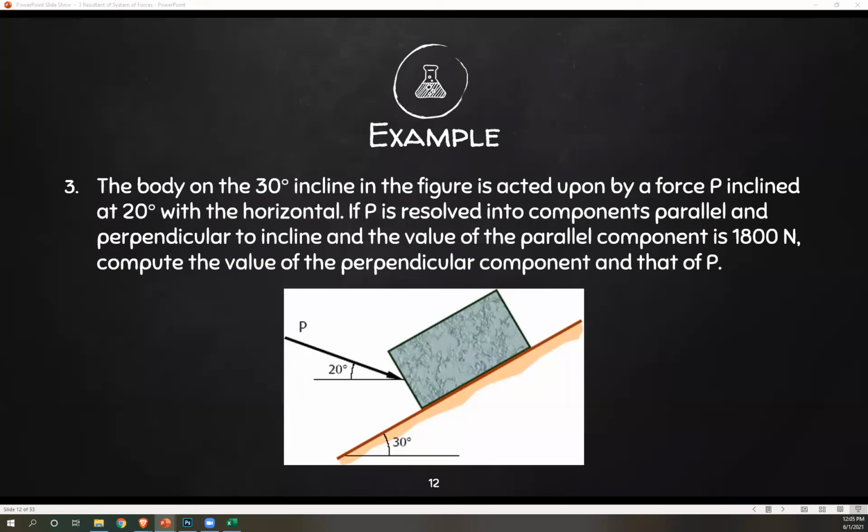Number 4, the body on the 30-degree incline in the figure is acted upon by a force P inclined at 20 degrees with the horizontal. If P is resolved into components parallel and perpendicular to the incline, and the value of the parallel component is 1,800. Sorry. Yeah, this is number 3. Moving on to number 4.